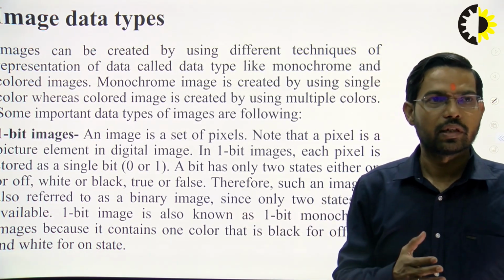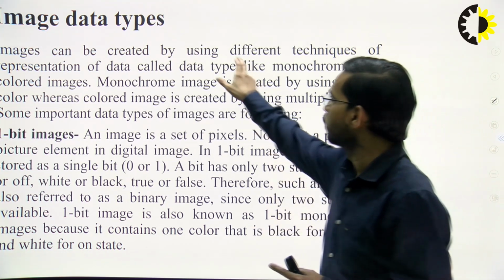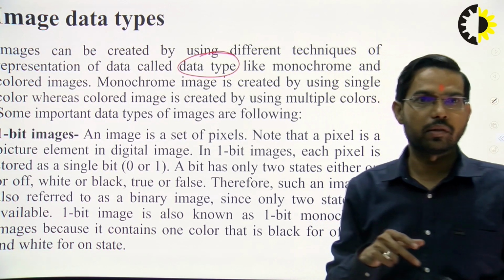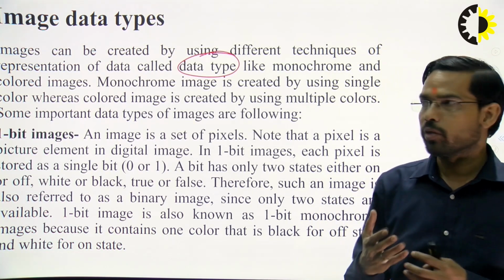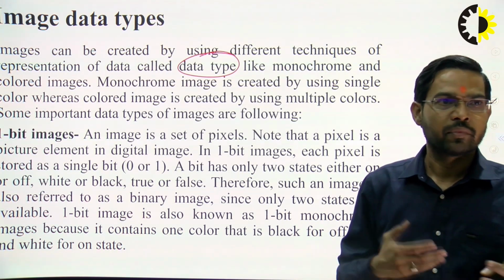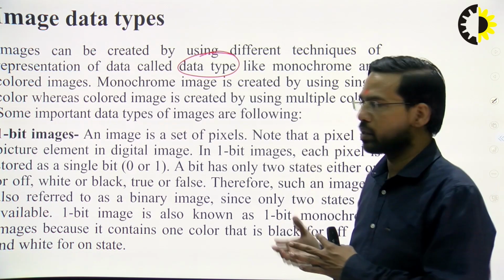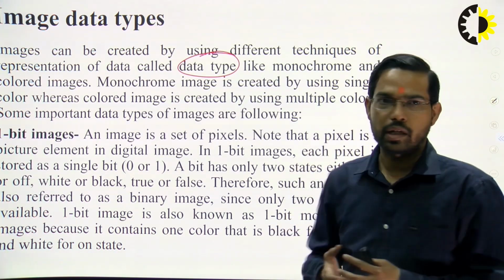Images can be created by different techniques of representing data, called data types, like monochrome images and colored images. Monochrome means images created with a single color, just like black and white, and color images are created with multiple colors. So some important data types of images are the following.